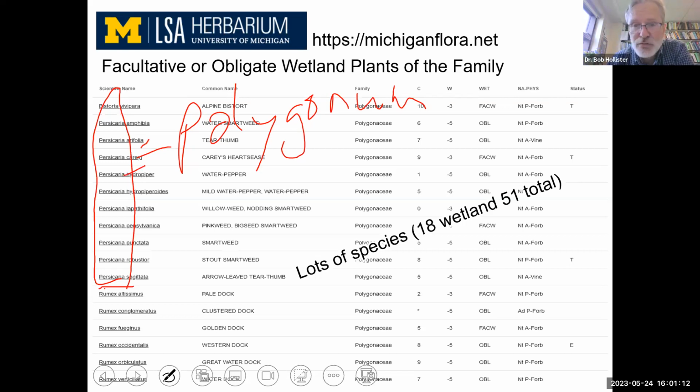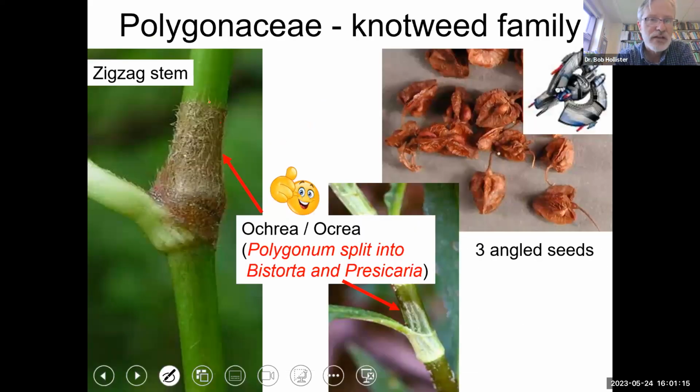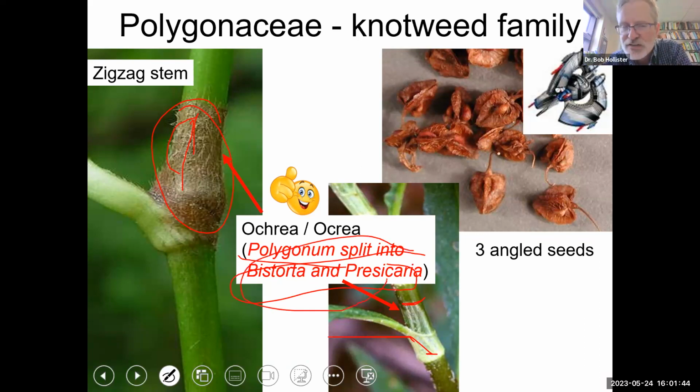And Polygonum's super easy because all your polygonums have this ochrea. So this ochrea is a weird structure. It's a sheath like that's above where the leaf attaches. That's unusual. First off, this is a dicot, so you shouldn't have a sheath. And you can scrape this off, but it wraps all the way around. So if you see that, then it's Polygonum, which has then been split into these two different additional genera. So it's going to be one of those three genera if it's got an ochrea.